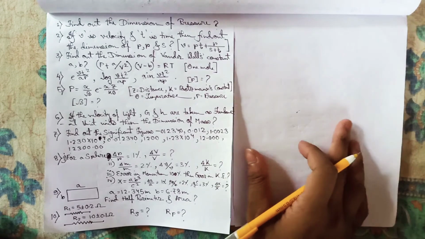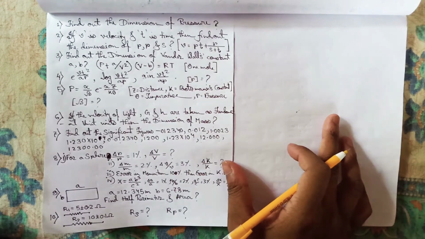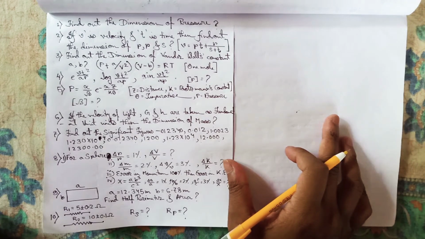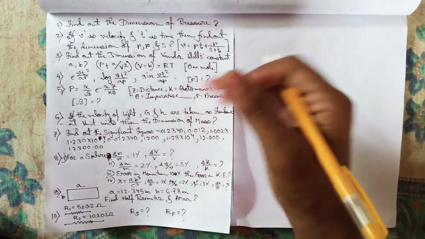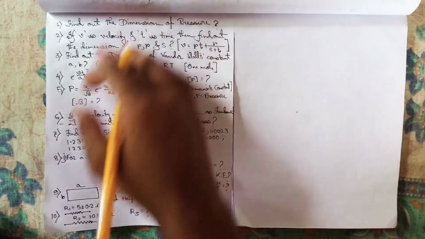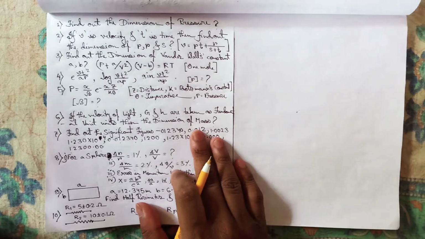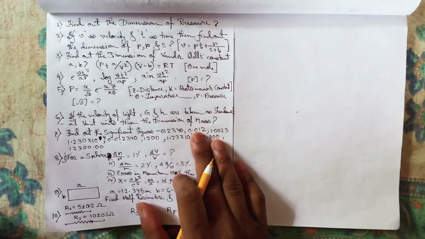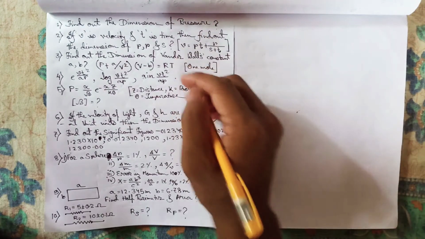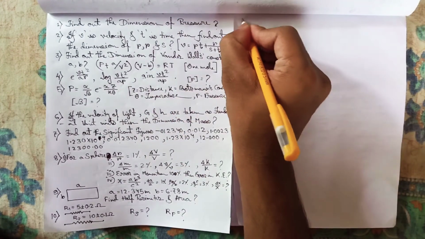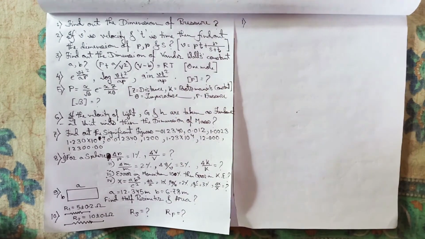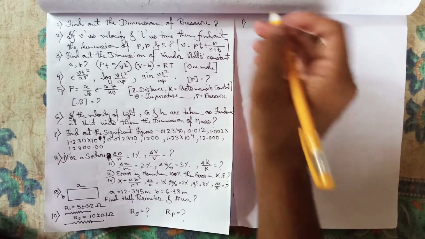So let's move on to the application part of the chapter Dimension, Error and Units of Measurement. I have covered some of the various types of applications here, and it will help you in your board exam as well as the JEE. So let's move on to the first numerical, or first application. Find out the dimension of pressure.